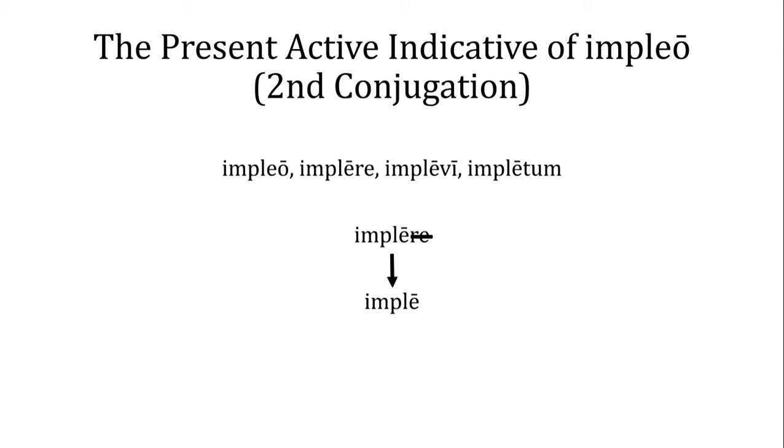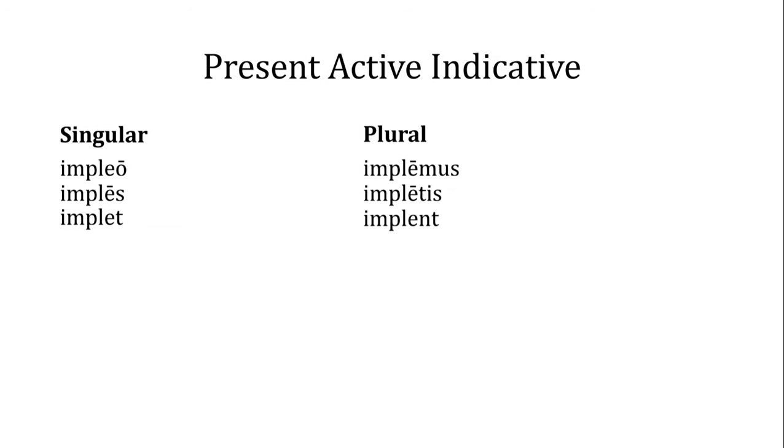Now you'll notice in this one, as we go to the next slide, that in the present active indicative, the e remains throughout. But we have impleo, imples, implet, implemus, impletis, implent. All right. And you see again where the macrons are. None on the teenage, none on the Ninja Turtles. Now there is one on the O, as there always is.